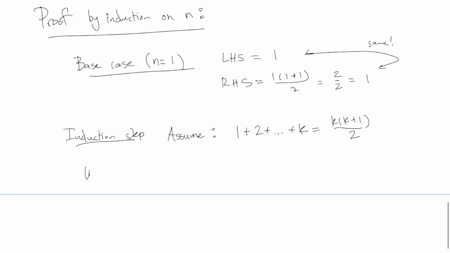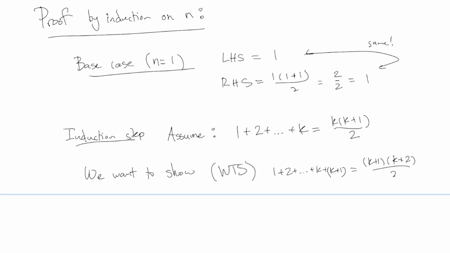So I will say we want to show, which I am also often going to abbreviate as WTS, meaning want to show, that the same formula is true, but using k plus 1. So that would look like 1 plus 2 plus, etc., all the way up to k, and then continuing to k plus 1, should equal the right-hand side if I use k plus 1 in place of k. So that says k plus 1, k plus 2 over 2, all right?